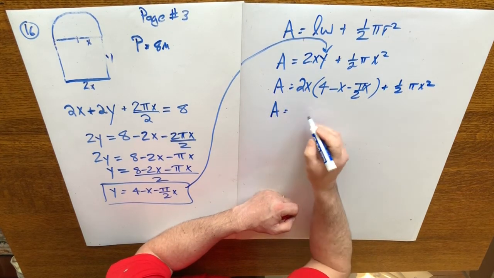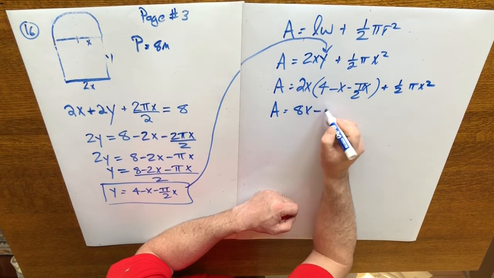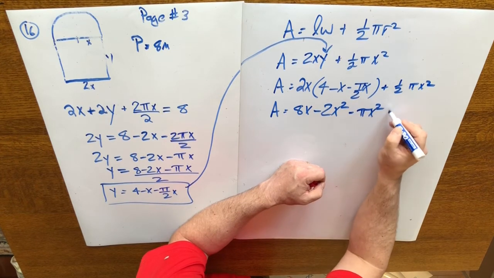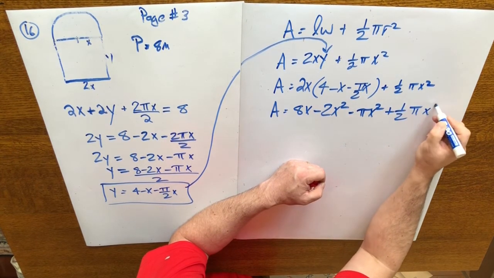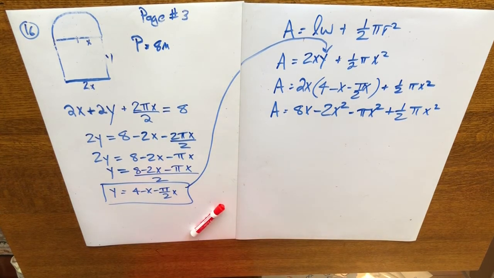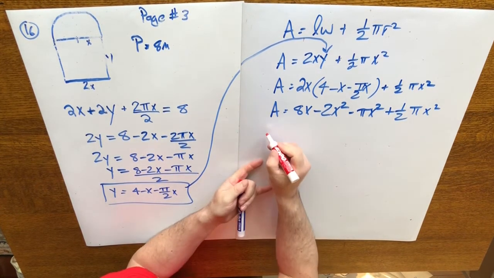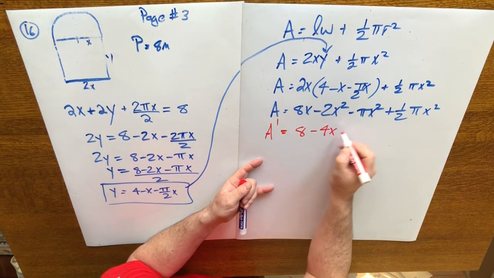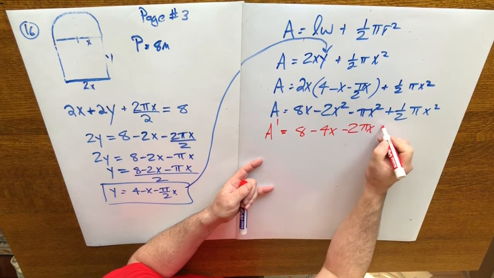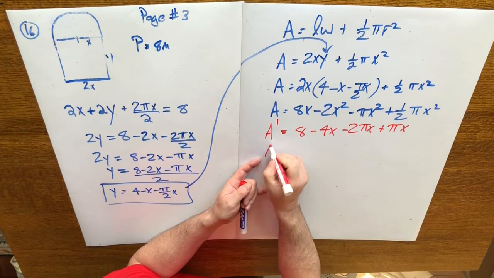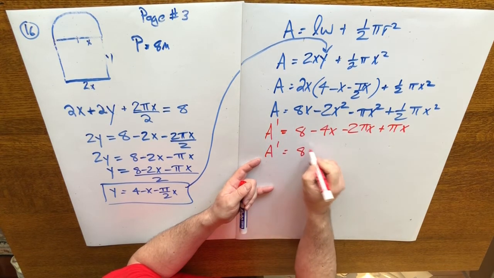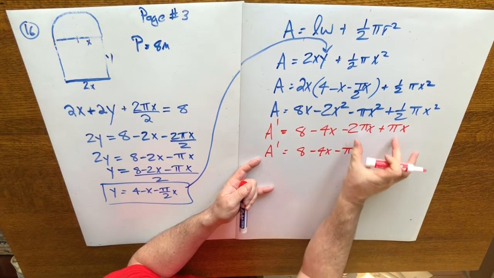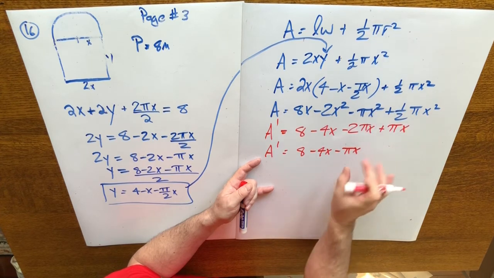So A, the area of the window, is equal to 8x minus 2x squared minus pi x squared plus 1/2 pi x squared. So we can take the derivative of that now. A prime equals 8 minus 4x minus 2 pi x plus pi x. So A prime equals 8 minus 4x minus pi x. That's the simplified derivative. I just added these two like terms. I could have done it earlier actually, but I didn't.